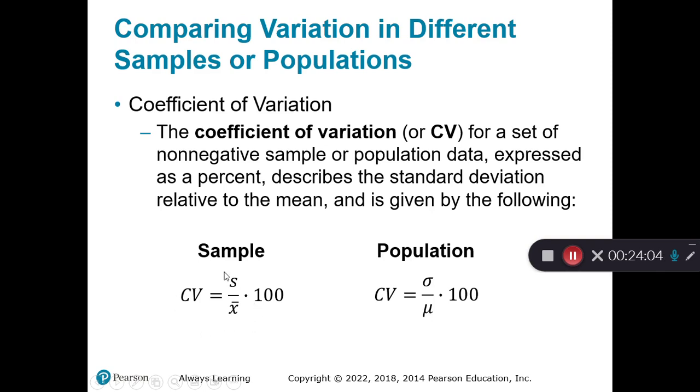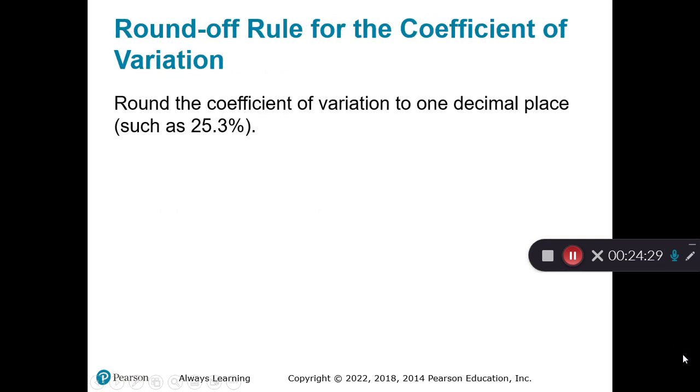Notice here that we have the coefficient of variation for a sample. So we have the sample standard deviation S divided by the sample mean X bar times 100. And here's the coefficient of variation for a population. This is sigma, the population standard deviation, divided by mu, the population mean, times 100. The round-off expectation for the coefficient of variation is that we go out to 1 decimal place always. Again, these are percentages, so regardless of the original data values, we only need to go out 1 decimal place in the percentage calculation.